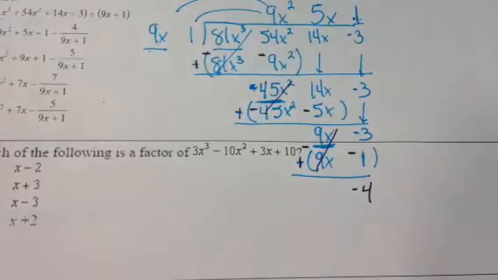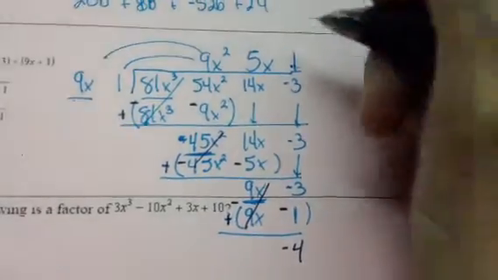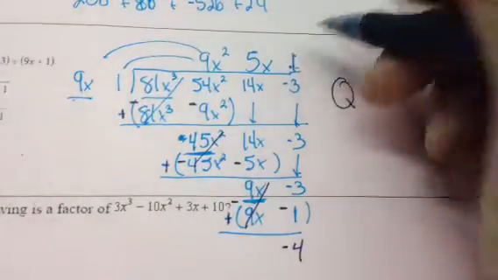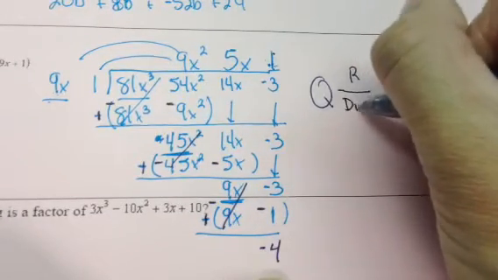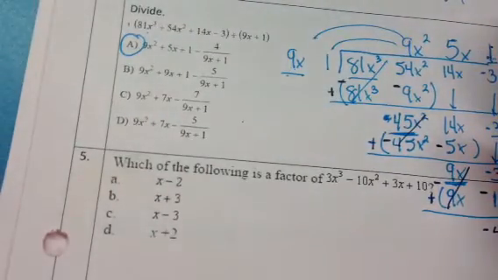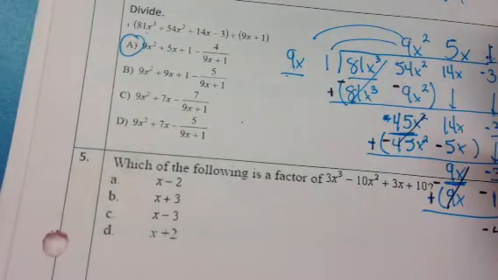And they wrote this answer in the traditional format, where it's the quotient, what's on top, and then your remainder over what you divided by, your divisor. So my answer is A. But I saw that pretty early on that it was A. And if you can see that early on during the final, then go ahead and do that.